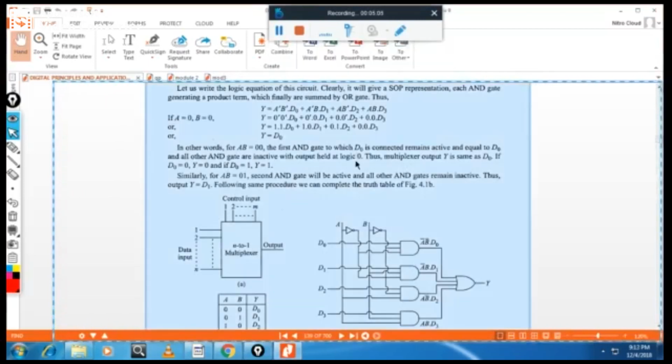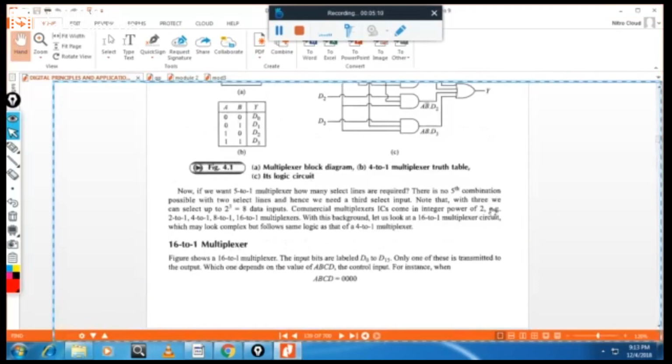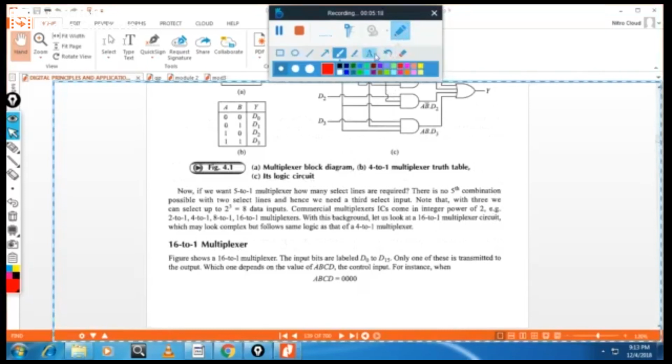Now, dear students, we will see the rest of the circuit diagrams here. The 16:1 multiplexer. This is the first question: for a 16:1 multiplexer, how many control signals are required? Once again, you use the formula 2 raised to power m is equal to n. What is the value of n here? 16. That means 2 raised to power m is 16. What is the value of m? m is equal to 4. 4 control signals are required.